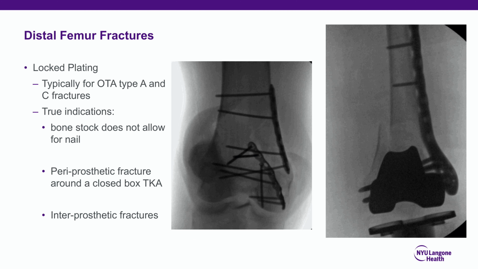Partial articular fragments require a buttress plate, and these fractures do not require lock plating. However, type C fractures, if plated, require lock plating. True indications for a plate include insufficient bone stock distally, periprosthetic fractures around a closed box or a stemmed implant, and periprosthetic fractures around a total knee with a total hip proximally.